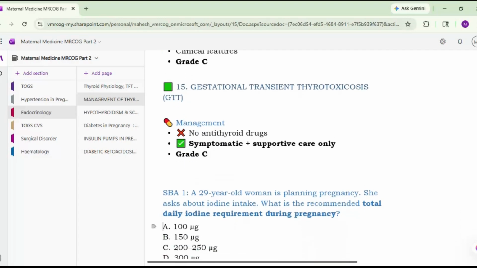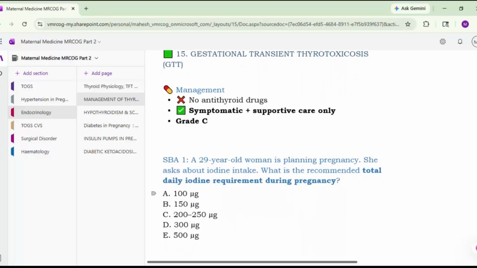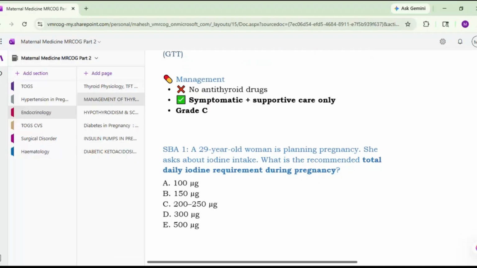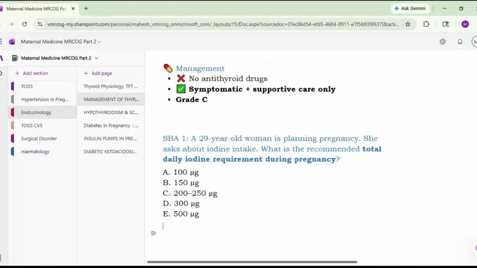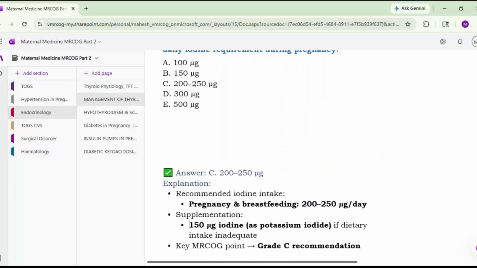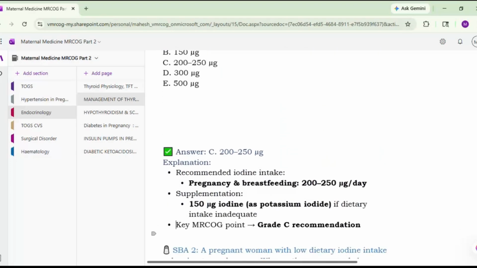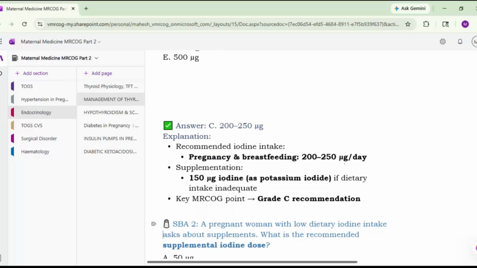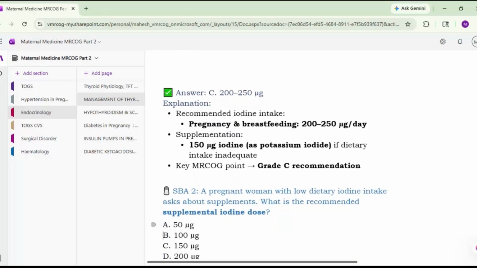Doctor, can you please read these questions on the topic which we have just discussed? Yes, sir. A 29-year-old woman is planning pregnancy. She asks about iodine intake. What is the recommended total daily iodine requirement during pregnancy? A, 100 microgram; B, 150 microgram; C, 200 to 250; D, 300; and E, 500. It is C, 200 to 250 microgram. Yes, that is the recommended iodine intake. In pregnancy and breastfeeding it is around 200 to 250 microgram, with 150 micrograms of potassium iodide if supplementing. Okay, next.